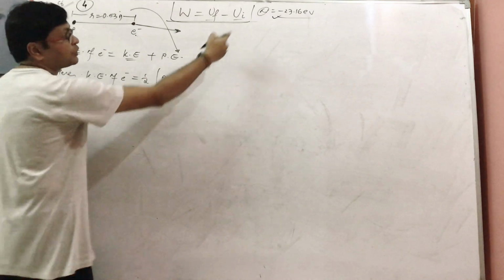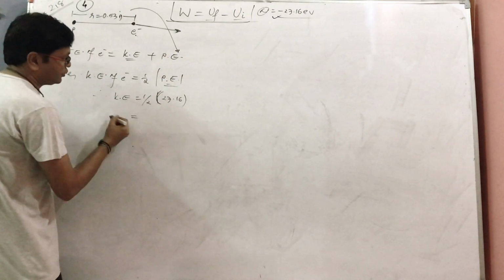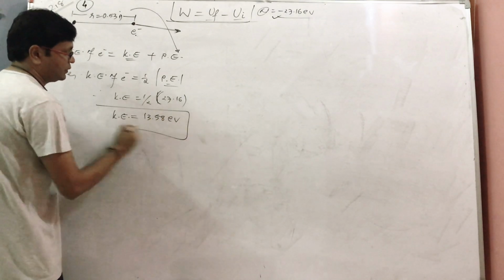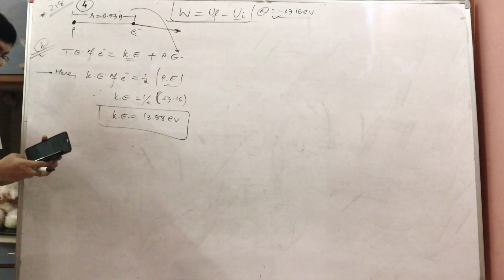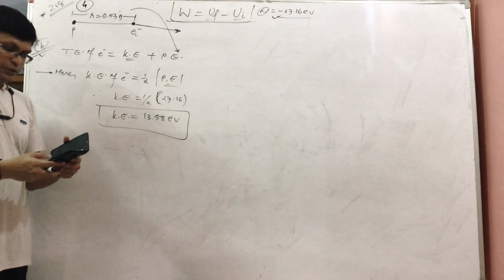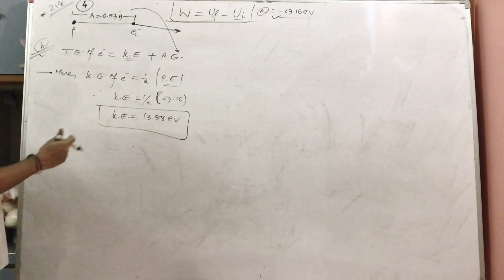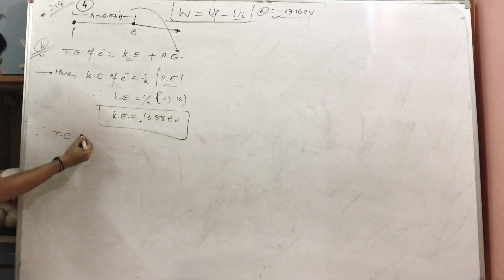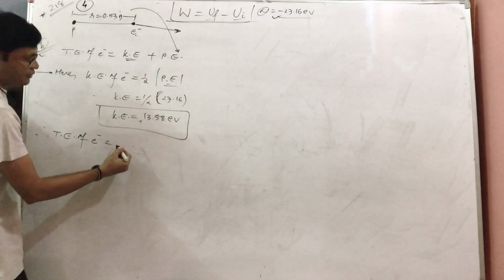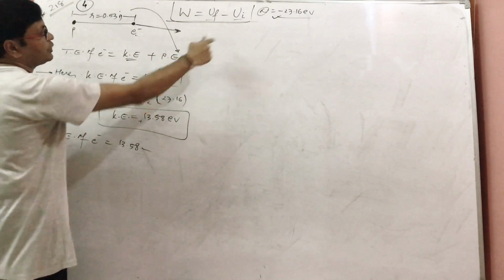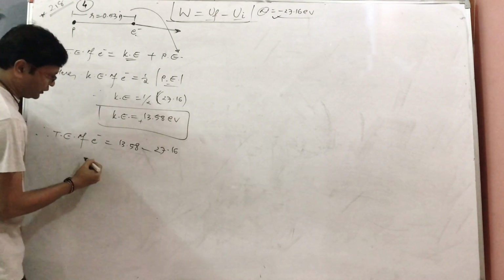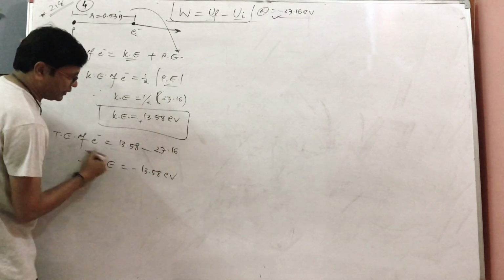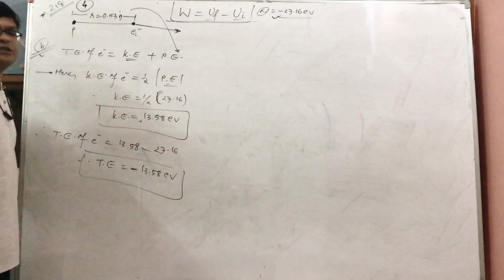What is the formula or magnitude of potential energy? 27.16. So if you simplify, then it is 13.58 electron volt. You can see 13.58, but here positive because magnitude. So now kinetic energy with you. So total energy of electron is equal to kinetic energy, it is 13.58, minus potential energy already with us, 27.16. So total energy of electron is equal to minus 13.58 electron volt.